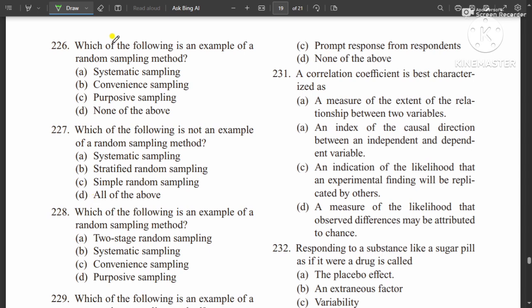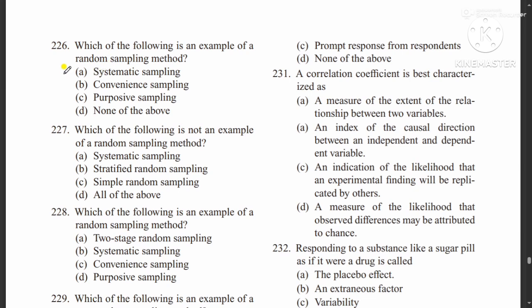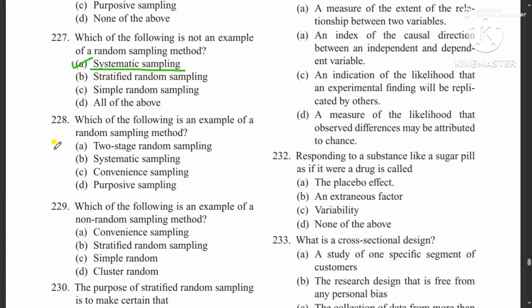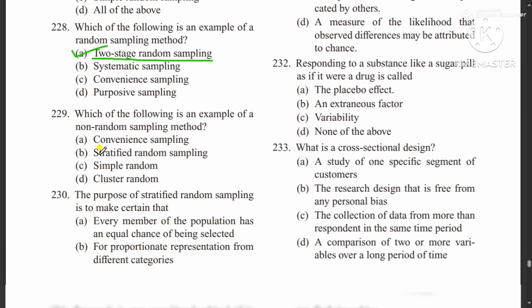Which of the following is an example of a random sampling method? Systematic sampling. Option A is correct. Which of the following is not an example of a random sampling method? Systematic sampling. Option A. Next, which of the following is an example of a random sampling method? Option A, two-stage random sampling.